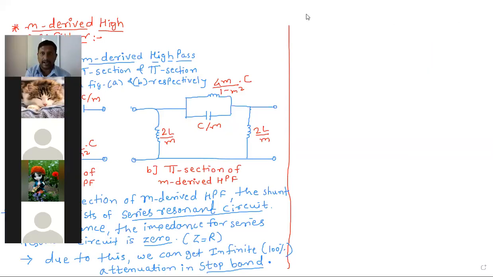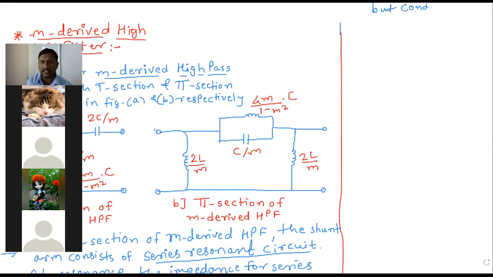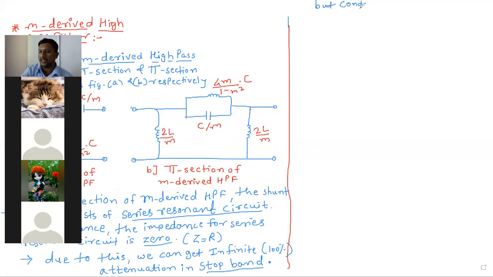So one more thing, at resonance we are going to discuss what will be the condition for resonance. XL equal to XC. Yes, very good. So the condition of resonance we have to use for getting the expression of m. The condition at resonance is XL is equal to XC. So this is why we are making the frequency equal. Why are we making it equal?